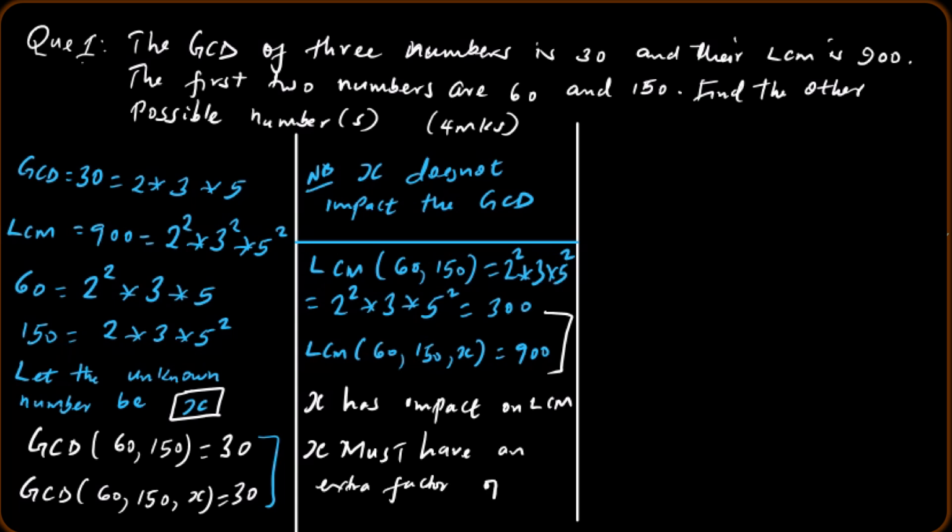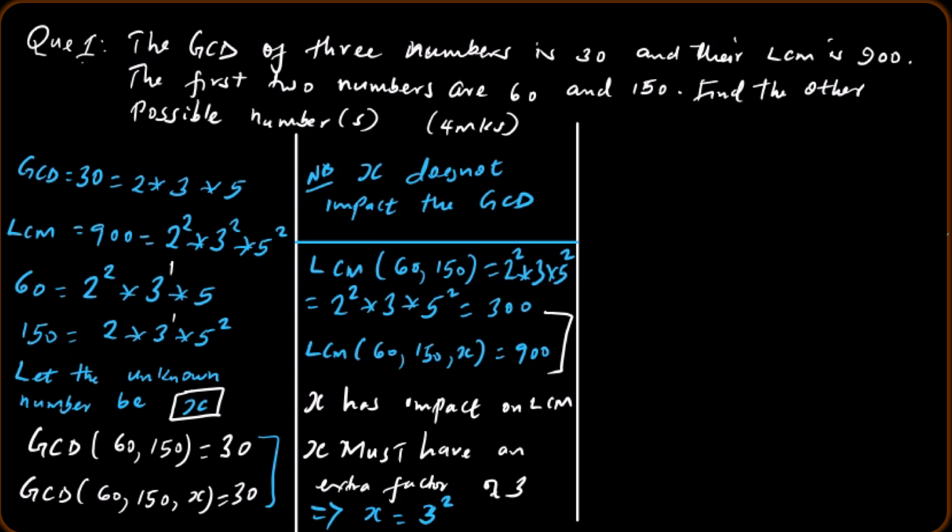factor of 3. Okay, but looking at them here, so we have 3 here is to the power of 1, 3 here is to the power of 1. So for the case of LCM here, x must come with another extra factor of 3, which is now 3 power 1 plus 1, which is 3 power 2. Okay, so this is to imply that x should be equal to 3 power 2 there.